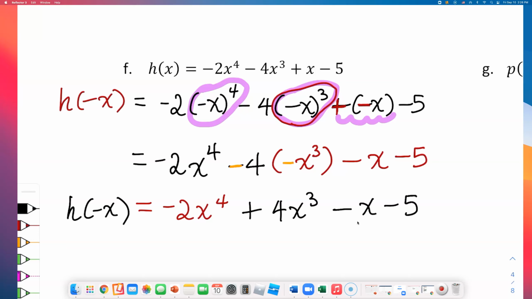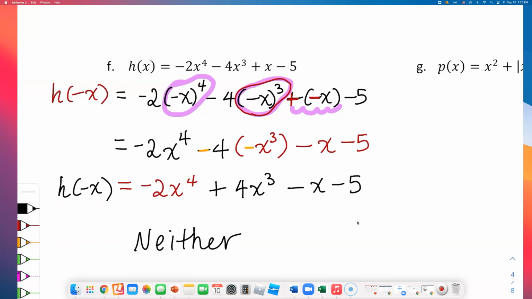If every term turned into its opposite sign, we say that's odd, but we have mixed terms, right? Some of them stay the same, some of them change into the opposite term. So in this case, it's just going to be neither. It's neither even nor odd.